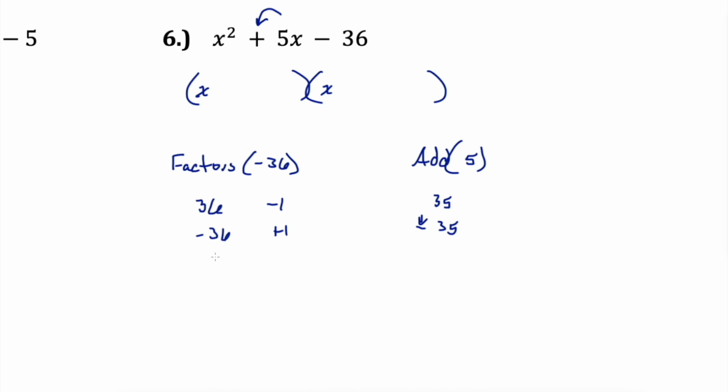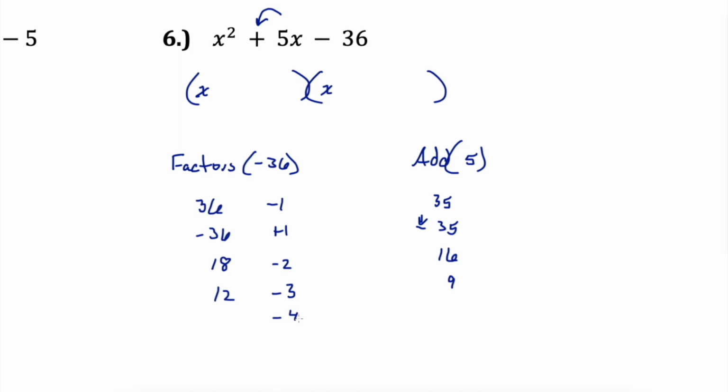So what are the other factors? Is negative 2 a factor of negative 36? Yes, 18 times negative 2 is negative 36. But 18 minus 2 is 16, so that doesn't work. Is negative 3 a factor of negative 36? It is. It goes in 12 times. 12 minus 3 is 9. That didn't work, so let's keep going.